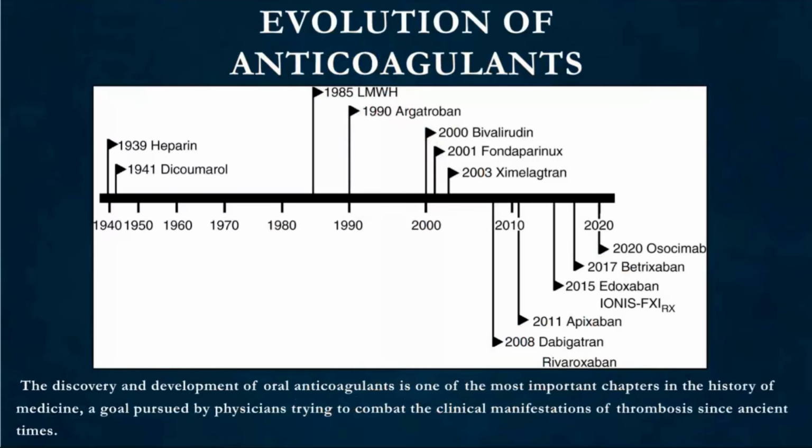Coming to the evolution of anticoagulants, it started way back in 1939 with heparin and dicoumarol being the prime agents used as anticoagulants, and it's still evolving.